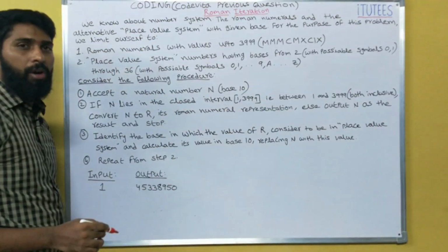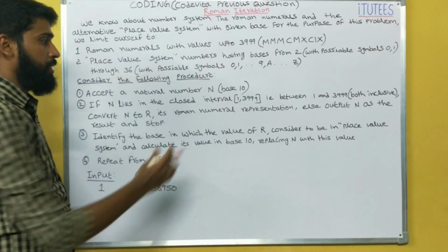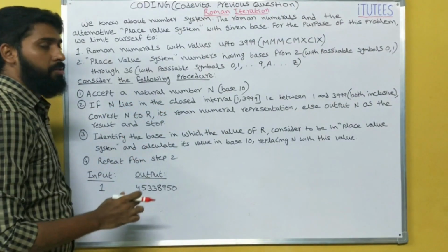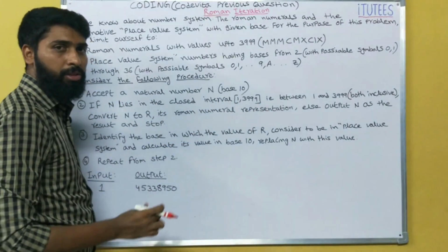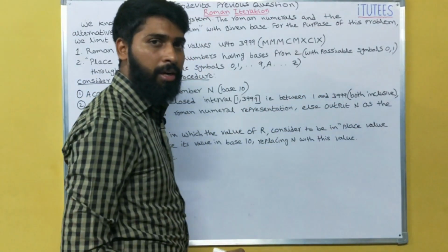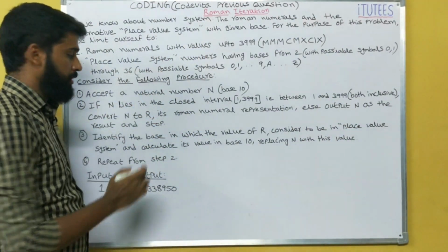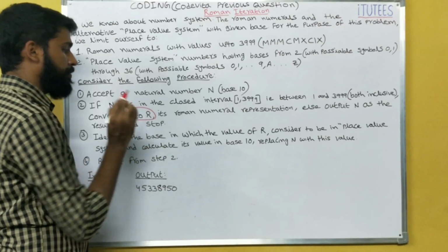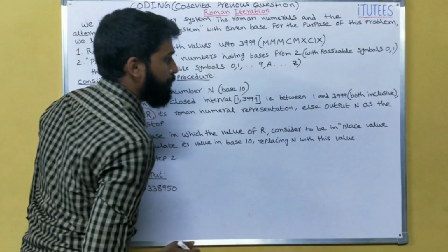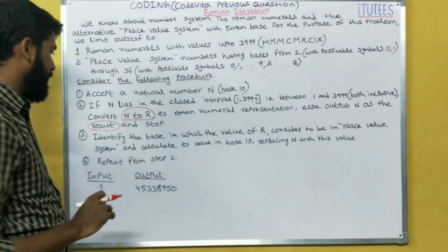So consider the following procedure. Step 1: Accept a natural number n, so that is base 10. Step 2: If n lies in the closed interval of 1 to 3,999, that is between 1 and 3,999, both inclusive, then convert n to r, its Roman numeral representation. Else output n as the result and stop.